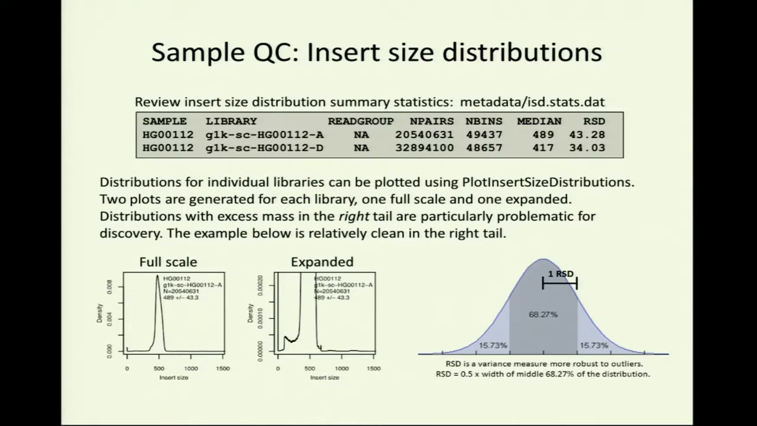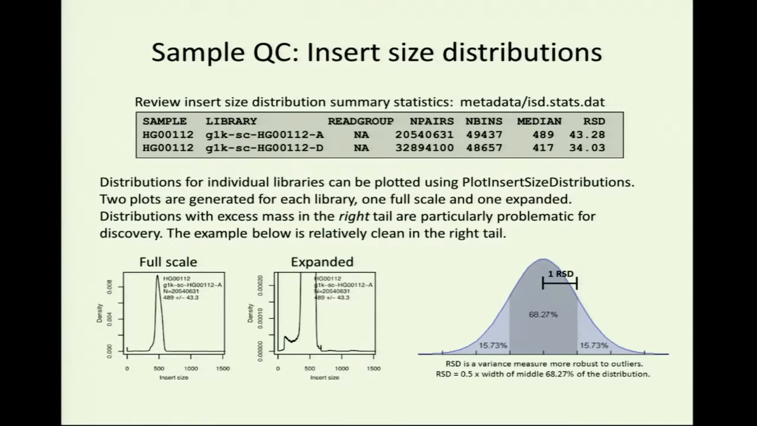But Genome STRiP also makes a secondary plot where it blows it up by a factor of 10. In particular, we do this so that you can see the right tail. Genome STRiP is very, very sensitive to any excess mass in the right tail. This one is pretty clean. There's a little bump here and a little bump here. But if you're seeing any significant mass in the right tail, then you maybe want to not trust the calls from that library so much and maybe exclude it from analysis.